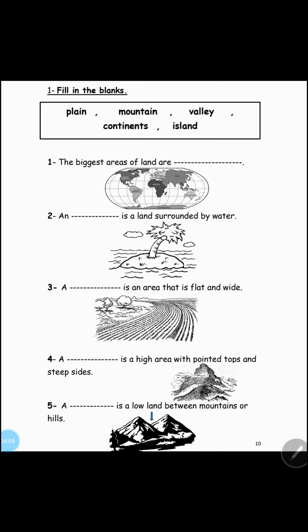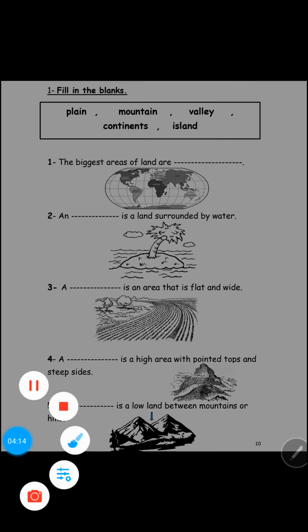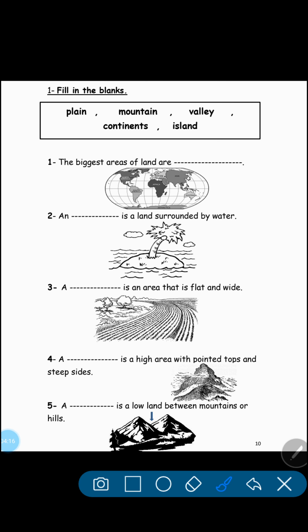Now let's do page 10. Fill in the blank. Number 1. The biggest areas of land are, what is it? Excellent, continents. So let's write continents. Number 2. An blank is a land surrounded by water. What is it? It's an island. Wonderful. I'm sure that you know the answer before me.